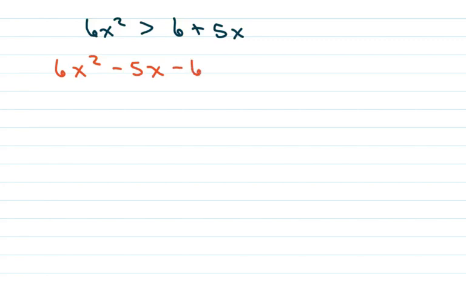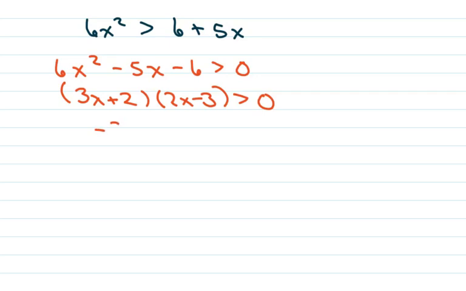Okay, the next one we have is 6x squared is greater than 6 plus 5x. And I'm going to move everything over to the left side, put it in standard form, subtract the 5x, subtract the 6, and we want this to be positive. And then we're going to go ahead and factor this. So I'm going to get 3x plus 2 times 2x minus 3.